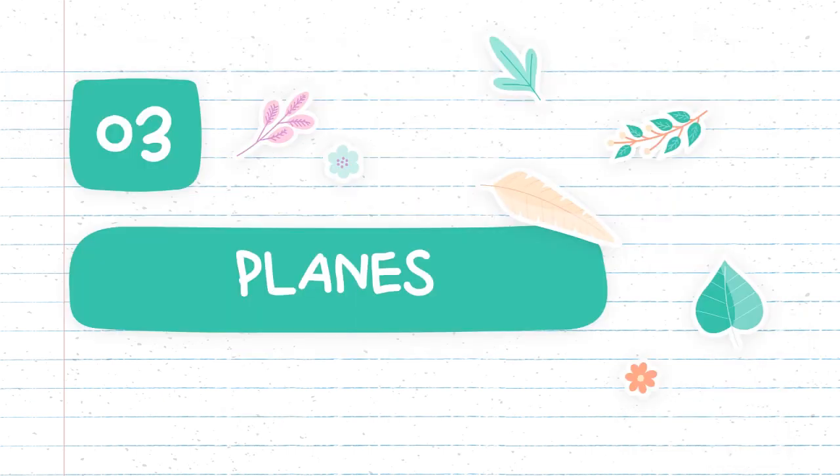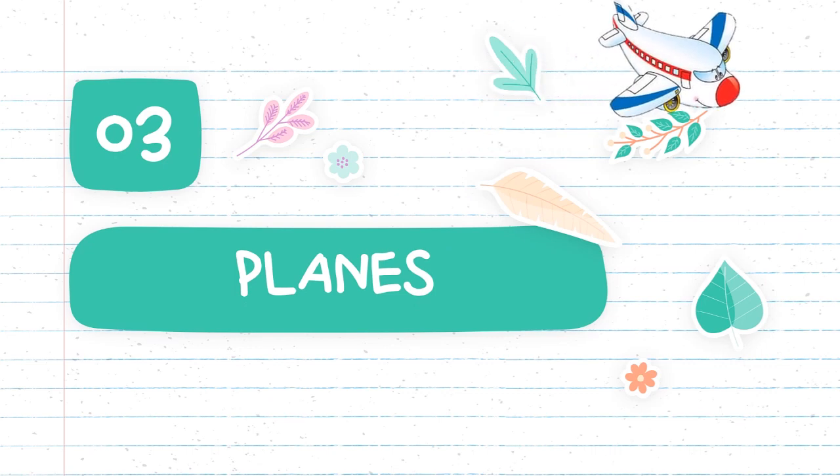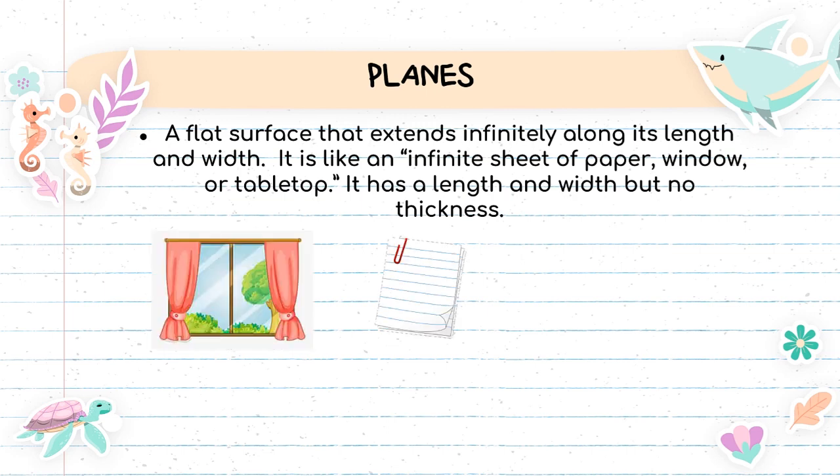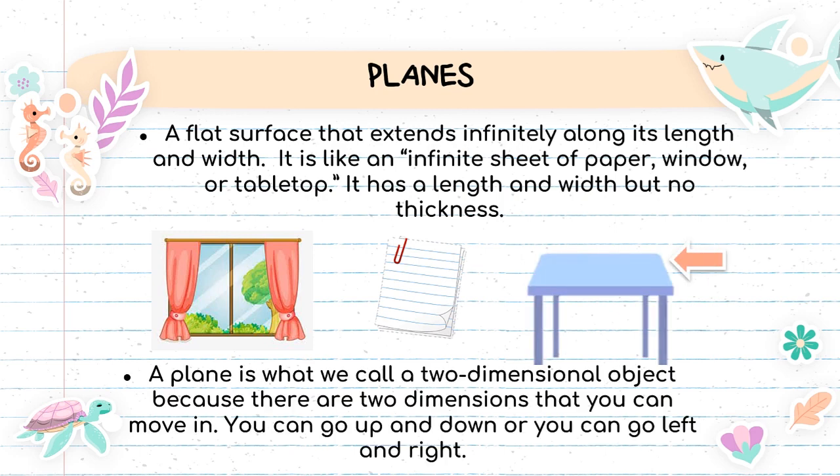And the last undefined term in geometry is planes. When you hear planes, it is not about an airplane. It is about a flat surface that extends infinitely along its length and width. It is like an infinite sheet of paper, window, or tabletop. It has length and width but no thickness. Window, sheet of paper, and a tabletop.